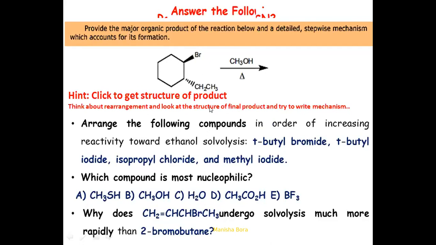Now there is a question where you are supposed to understand all the details given. There is a hint also given, and if you click, you will get the structure of the product, and by looking at the structure of the product, you can try to write a mechanism for this particular reaction. So this is your assignment. Try to write a mechanism for this particular conversion, as well as answer these questions and try to revise.